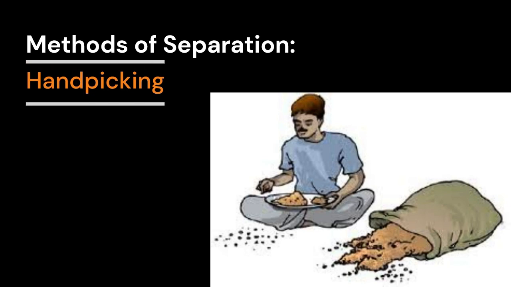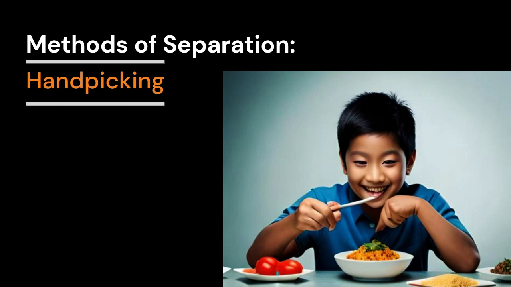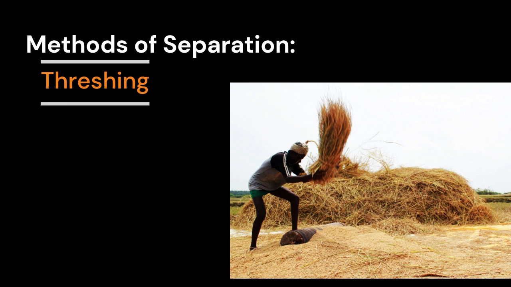Handpicking is a simple method of separation where substances are separated by hand. For example, when harvesting grains, the grain is separated from the stalks by picking them out manually. Similarly, when eating food like daliya or poha, if there are unwanted ingredients like chillies, we can carefully remove them before eating. The second method of separation is threshing.